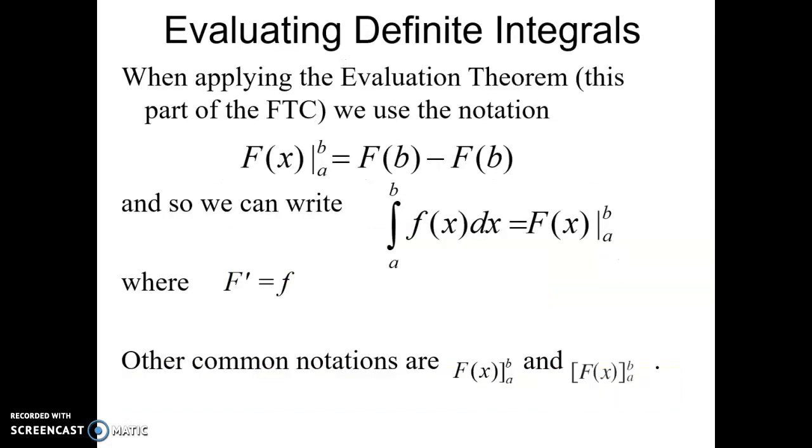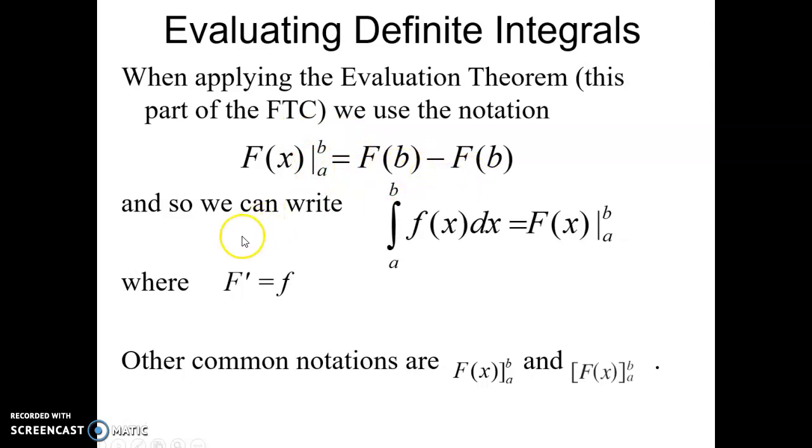Now, there are different notations that are used sometimes in textbooks or on Google or even in WebAssign when you're talking about using the evaluation theorem, or this part of the fundamental theorem of calculus. Sometimes they use this bar, and all it means is this. If we use the notation capital F of x with this bar from a to b, it simply means evaluate the antiderivative at the upper bound minus evaluating the antiderivative at the lower bound. So this bar simply means this subtraction.